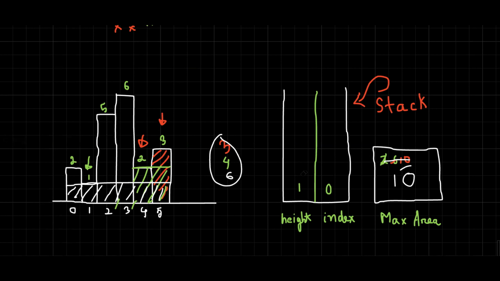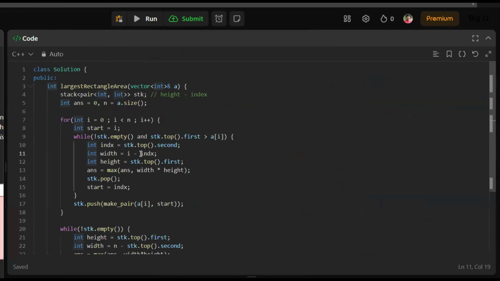And after that, we have to simply remove the stack element. Now our stack has become empty and we have calculated the max area is 10. That means our max area is in these positions, which is 5 multiplied by 2. I hope you understood the algorithm. Now let's move on to the code.